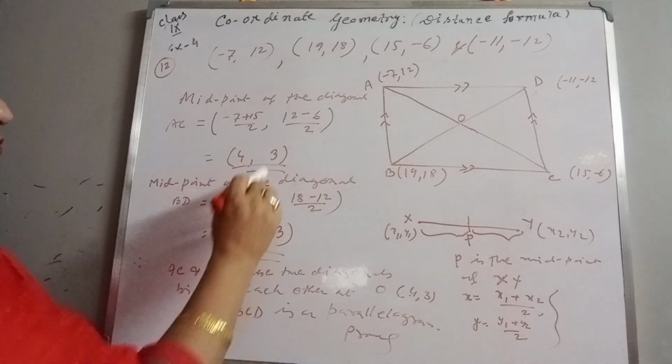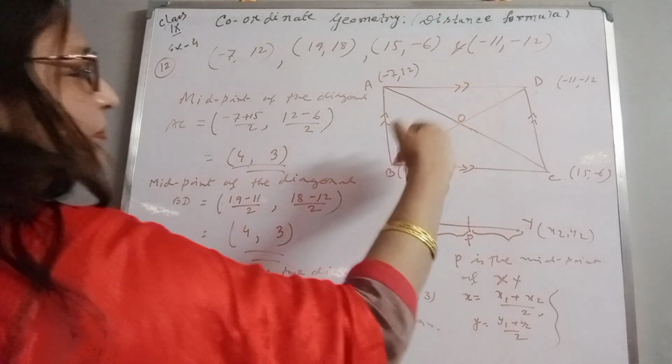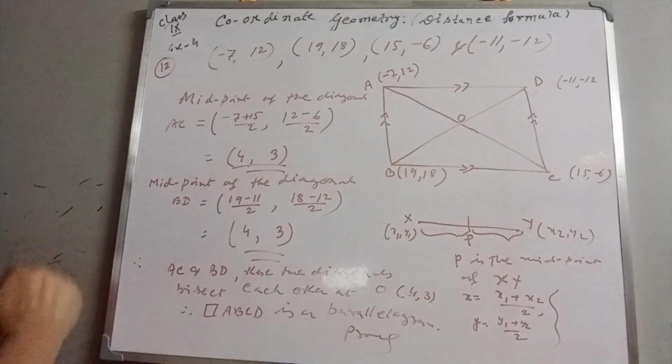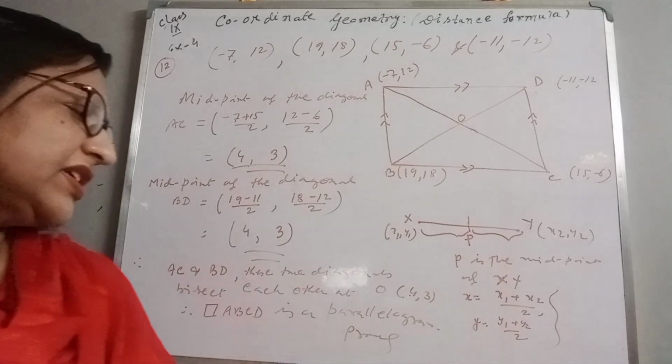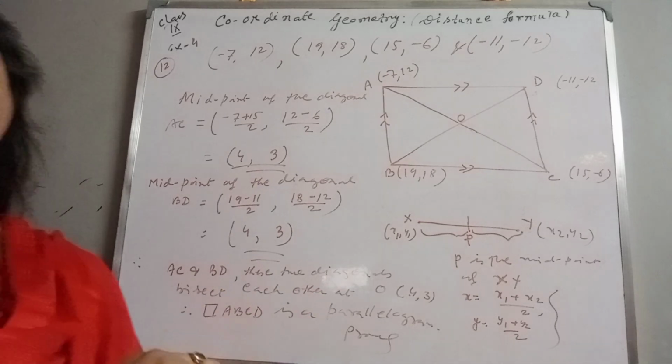So these two points are the same. That means the midpoint of AC and the midpoint of BD are the same. That means these two diagonals bisect each other at the point (4, 3). That means when we get the point of bisection of the diagonals, we should say that ABCD is a parallelogram.